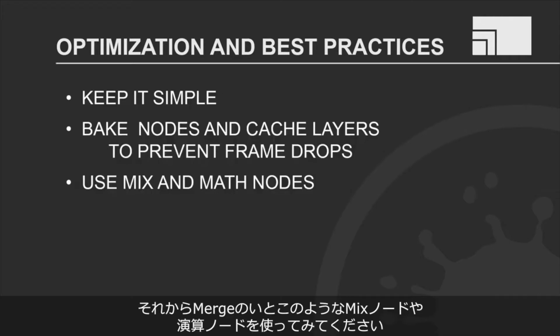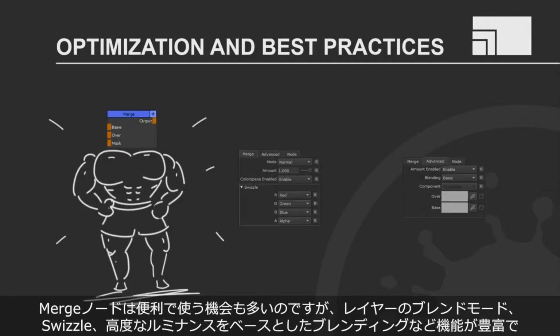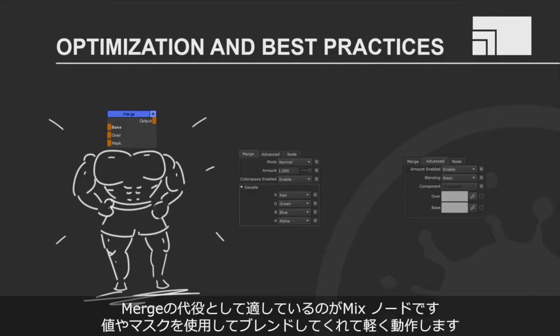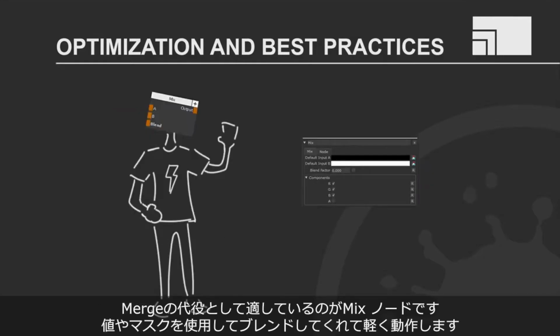Mix and math nodes, the efficient cousins of merge nodes. They may be taken for granted, but merge nodes are quite powerful workhorse nodes with the ability to mix layers with different blend modes, swizzle outputs, and even do advanced blending based on luminance. All of those extra features can start to weigh down the merge node and can in turn slow down your scene if you have enough of them. A better alternative in the node graph is to use mix nodes. This is one of the lightest nodes available, and all it does is blend from one input to the other using a value or a mask.